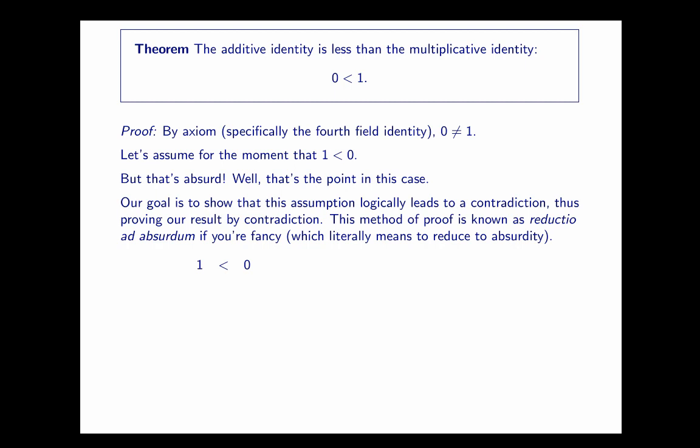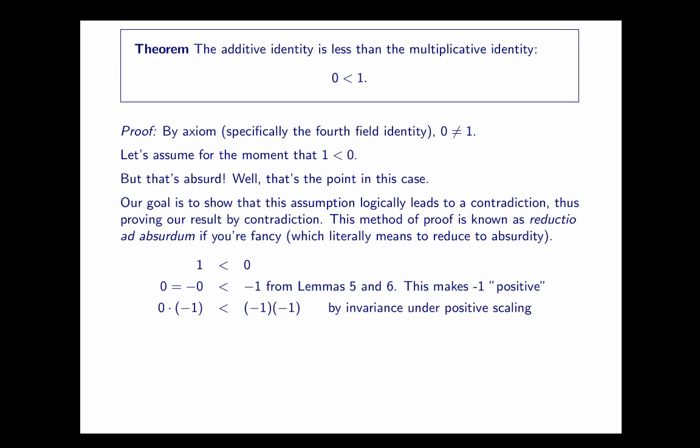Okay, so remember, we're assuming that 1 is less than 0. Well, from lemma 5, we had that 0 and negative 0 are the same. And from lemma 6, we have that if we flip the sign, we flip their positions. So if 1 is less than 0, then 0 or negative 0 is less than negative 1, making negative 1 quote unquote positive. Now if I multiply both sides by negative 1, now why can I multiply both sides by negative 1 and not have to flip the inequality? Well, because remember, negative 1 is, quote unquote positive. Negative 1 is greater than 0 by our assumption.